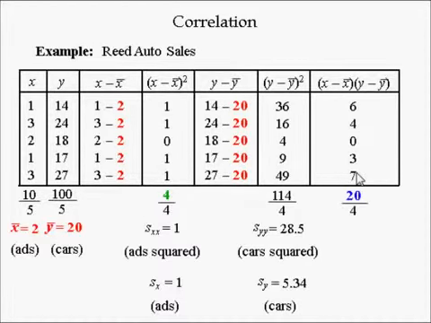Summing these up yields 20. Dividing this by the degrees of freedom, 5 minus 1, yields a sample covariance equal to 5 ad cars.